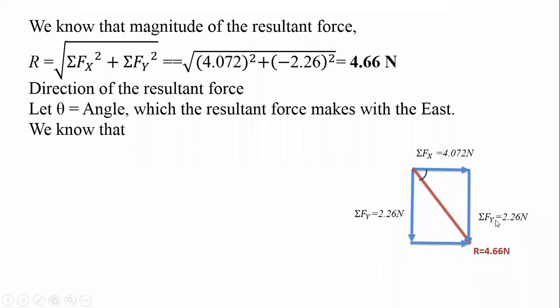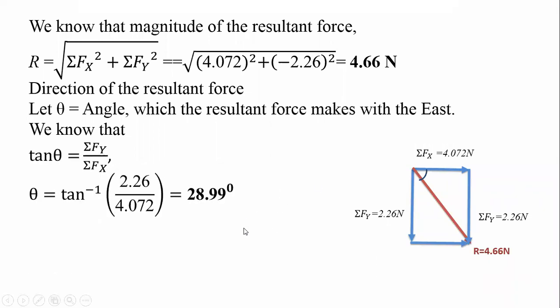This value and this value will be same. That's why this theta is nothing but what? Opposite side upon adjacent side. Opposite side is of 2.26. That is summation fy divided by summation fx. Now put the values. Tan inverse 2.26.